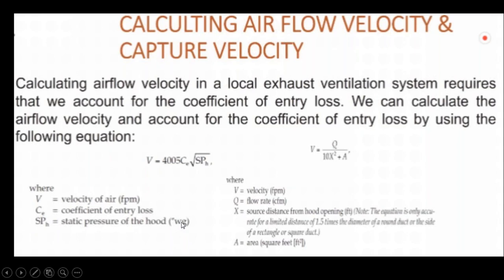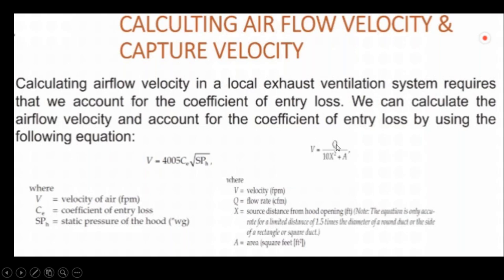inches of water gauge. Okay, Mr. Jawad, here this is mentioned in inches of water gauge. If we change it to millimeters of mercury, can we apply this formula? No, in this scenario, because you have the unit in FPM, there will be an impact of the change in unit. In the previous formula, the units were going to cancel each other, because the coefficient of entry loss has no unit. When there is no unit, you can use any unit for both values, but the unit should be the same for both. But in this scenario, WG is important if you want to calculate the velocity of air in feet per minute.